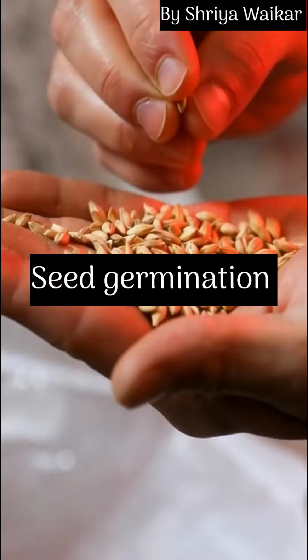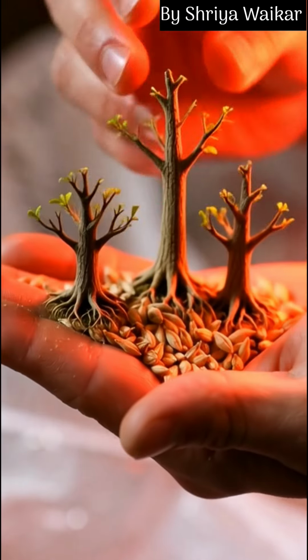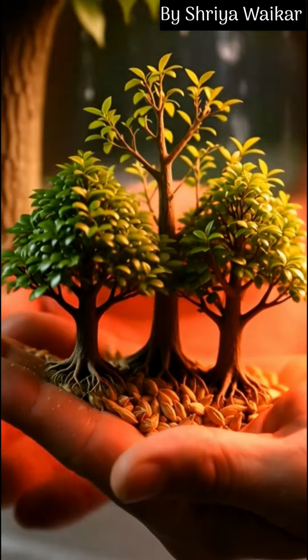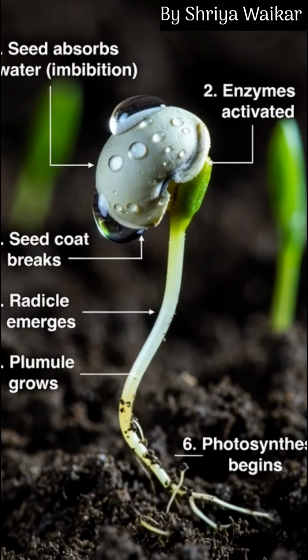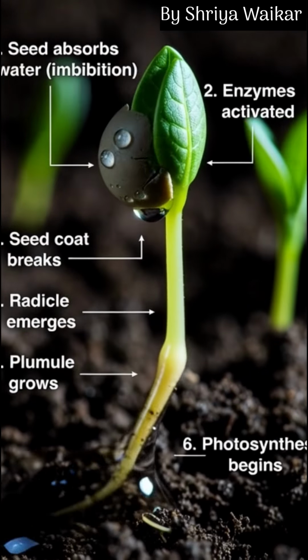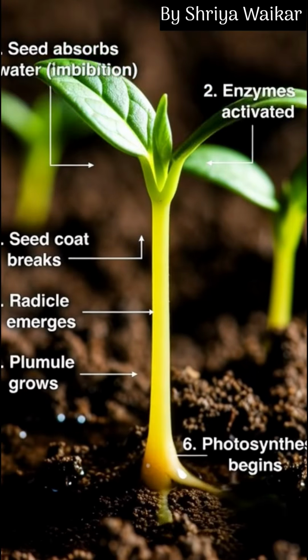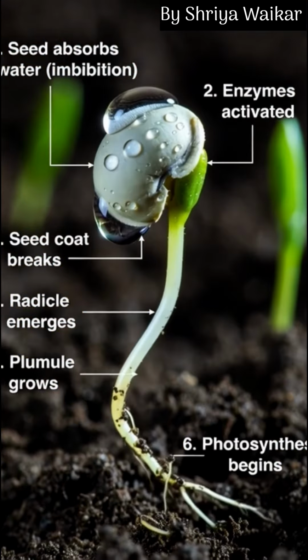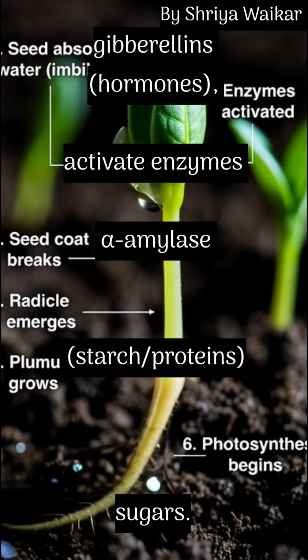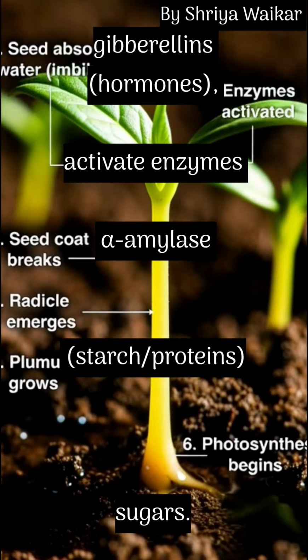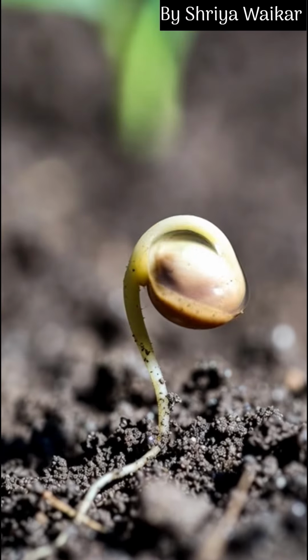Seed germination. First, what happens? The imbibition. The seed rapidly absorbs water from its environment, causing it to swell and soften the seed coat. Then enzyme activity takes place, where the water triggers the release of the gibberellin hormone, which activates enzymes like alpha amylase to break down the stored food, that is starch and protein, into usable sugar.